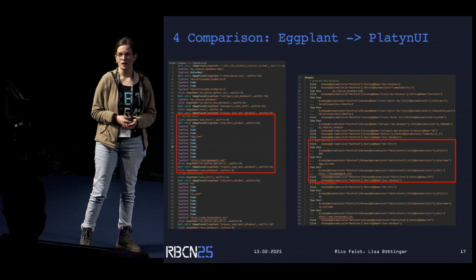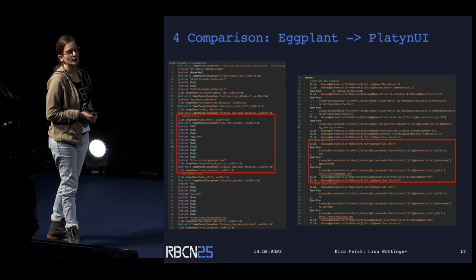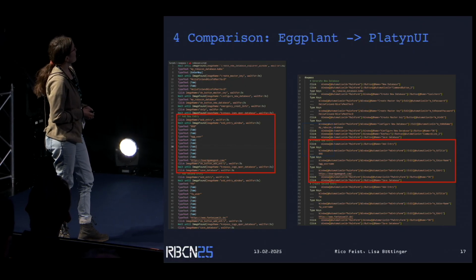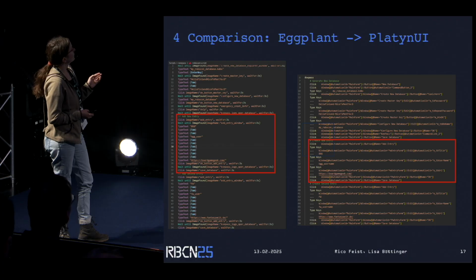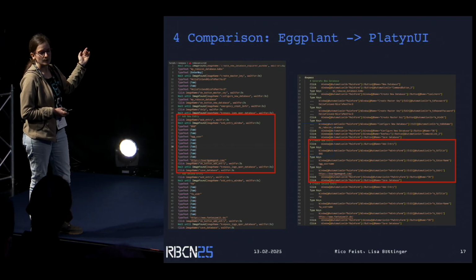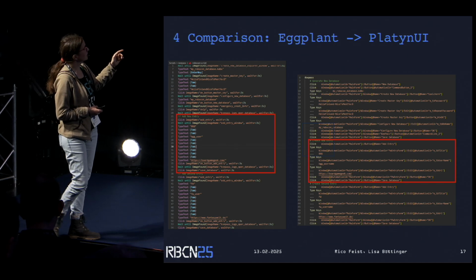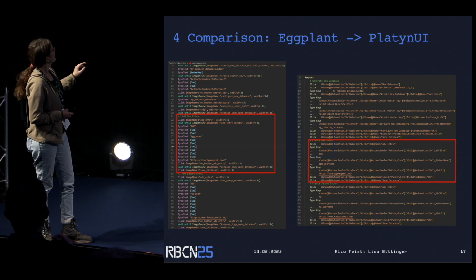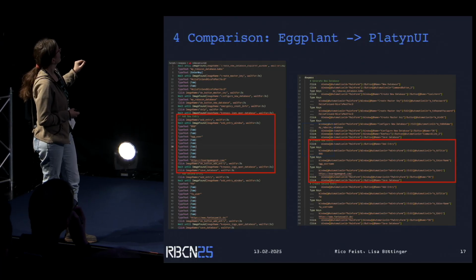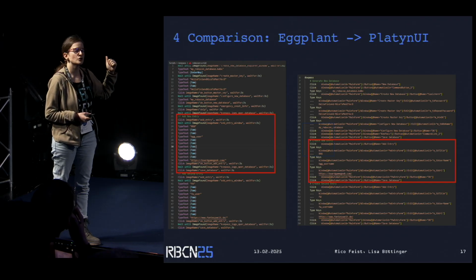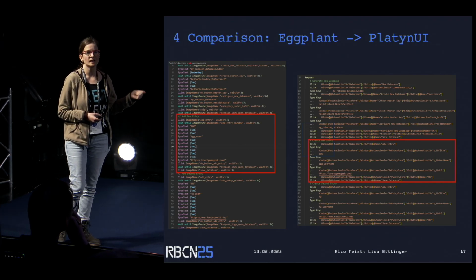Next, I want to show you a small comparison between EggPlant and PlatynUI. Those are both scripts. On the left, you see an EggPlant script, and on the right, PlatynUI. That's a very simplified form. And what you see here is we generate a new database in KeePass and add 2 entries.